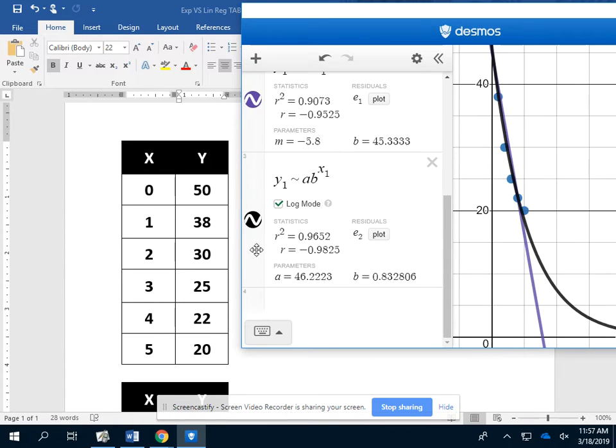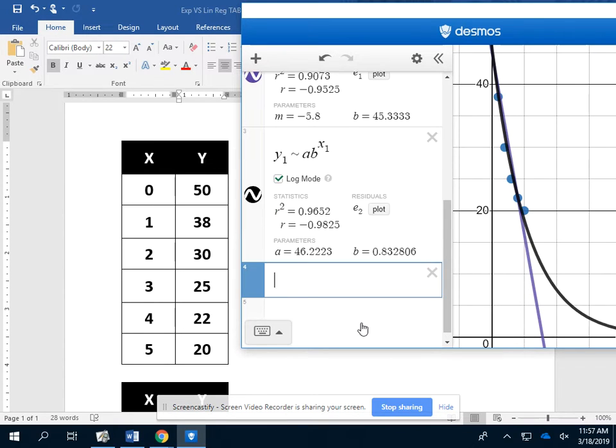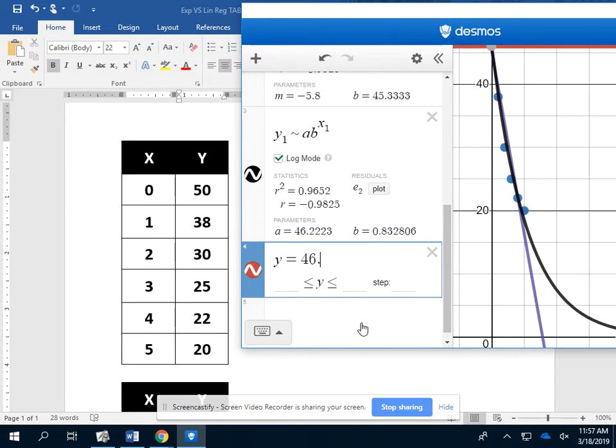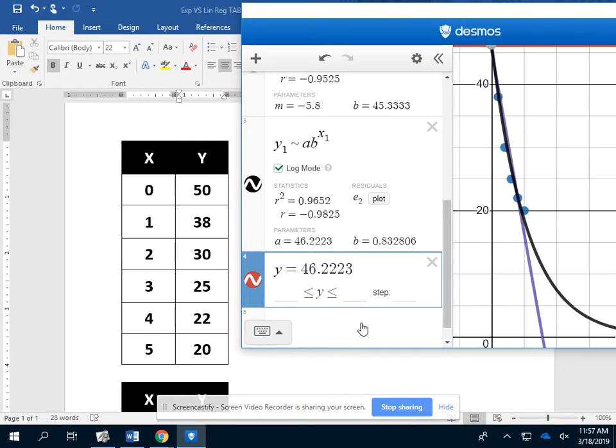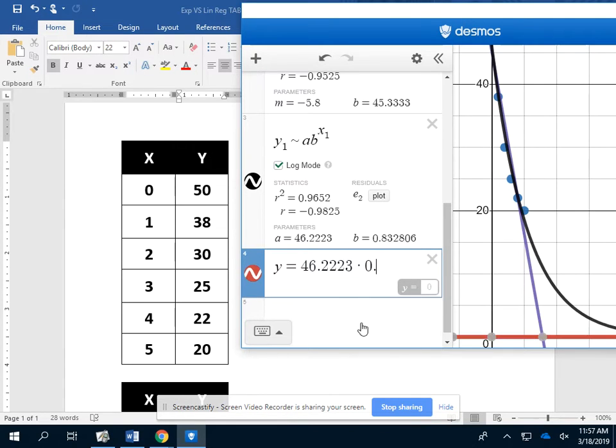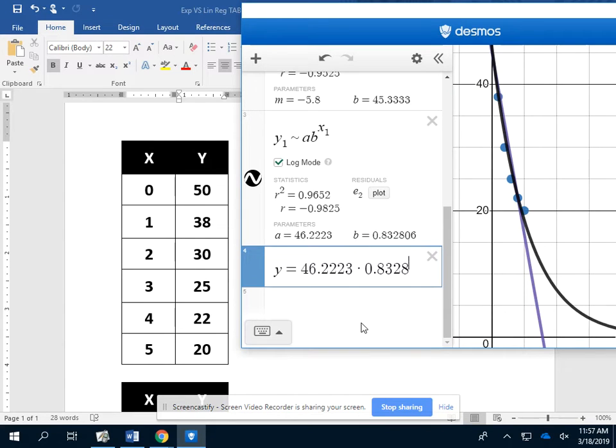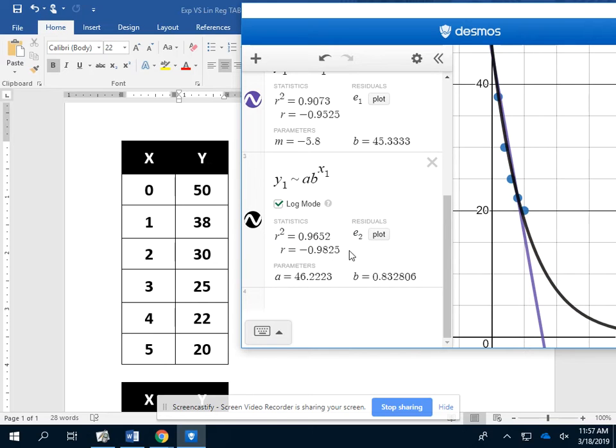So we would then create this equation. Our equation would be y equals 46.2223 times b, which is 0.8328, all raised to the x power. So you can see that black and red are pretty much the exact same line. So there's your exponential function.